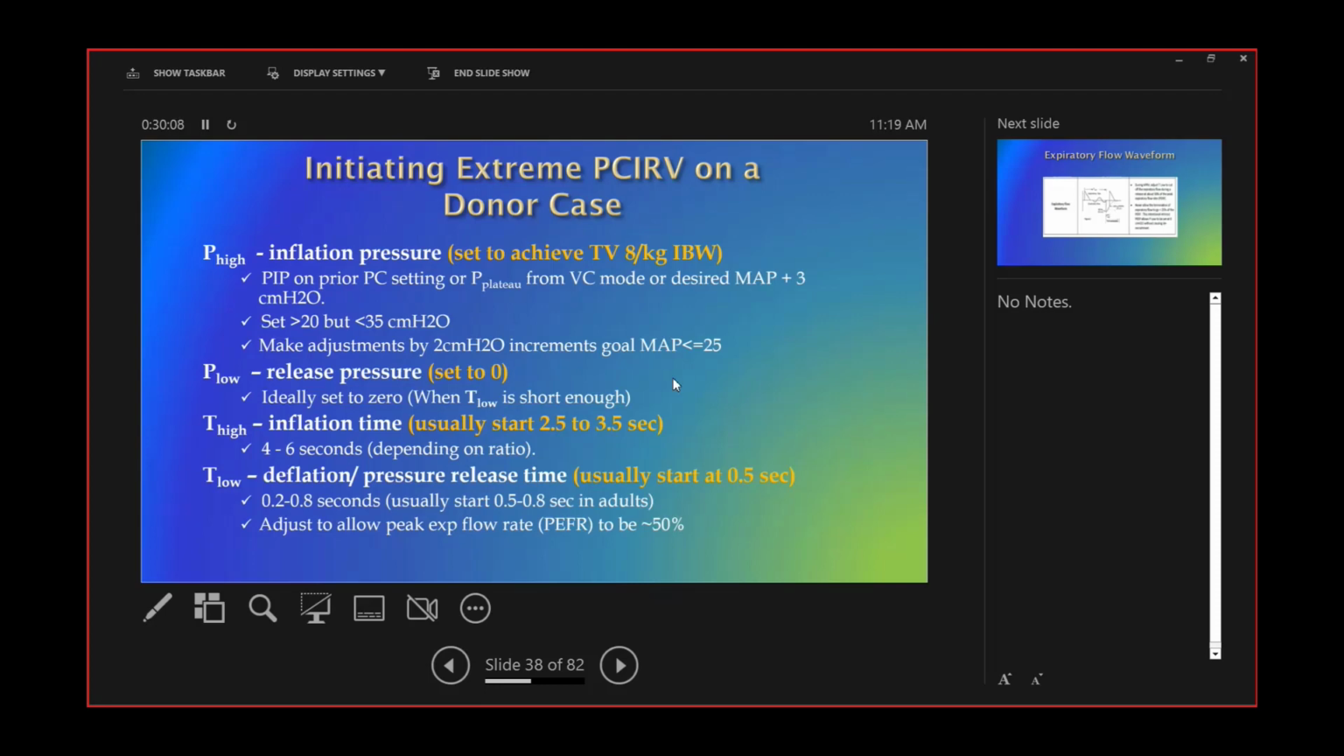So if you're working with a pediatric patient, we generally will use lower T lows than 0.5, because pediatric patients generally breathe at a faster rate. So we'll go down as low as 0.3 or 0.4 to start with. We can go as low as 0.2 in infants, but we generally don't do that in adults. Adults, I usually don't go below 0.5. I usually find that if you go much below 0.5, you're going to get yourself into trouble.